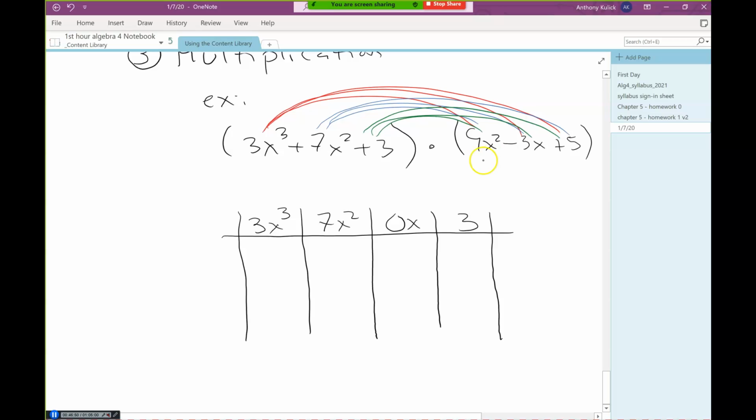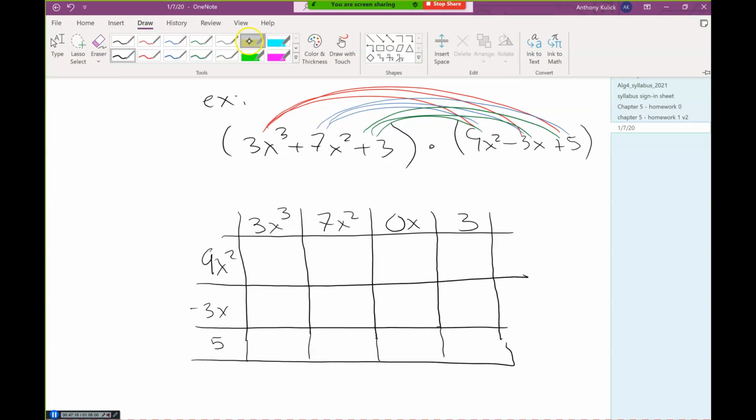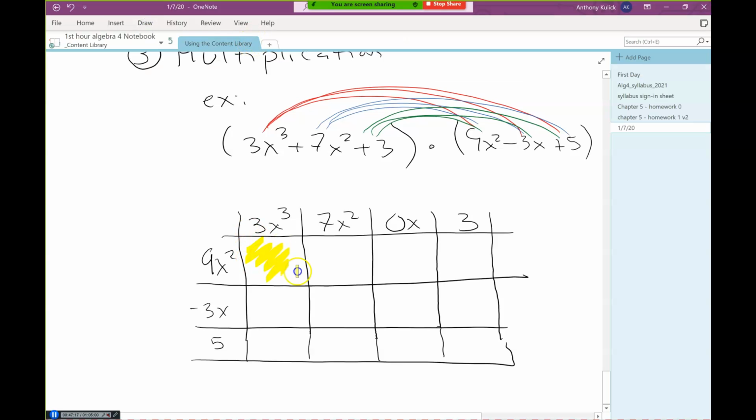So now I'm going to take the other polynomial and turn that into rows. So I'm going to have the 9x squared, the negative 3, and then the positive 5. Everybody okay there? So now each box in this grid represents one little multiplication problem.